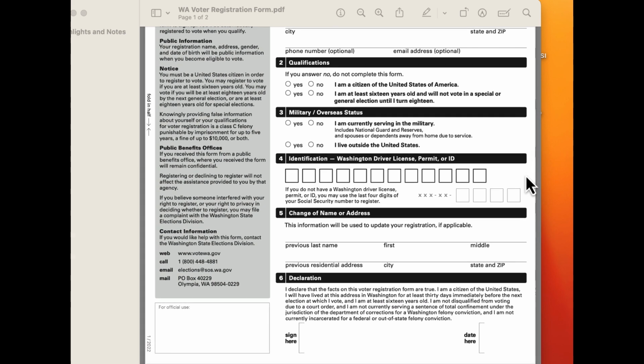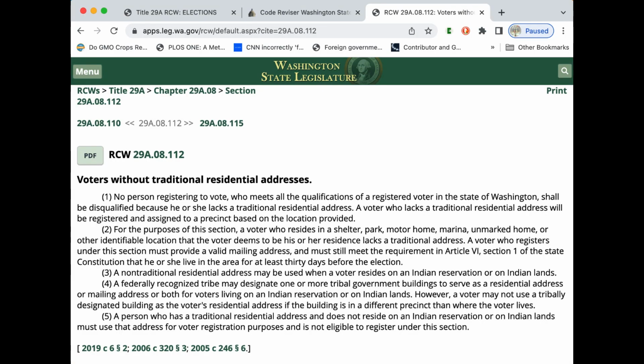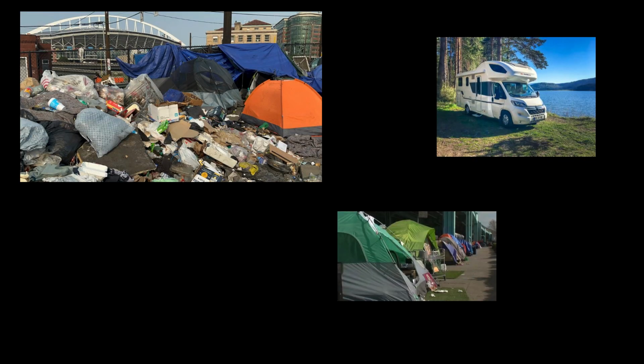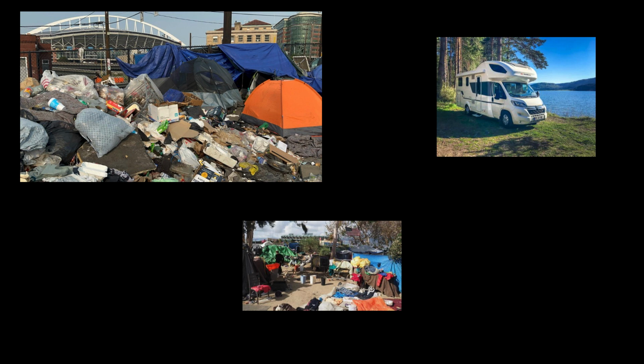For those who do not have a traditional address, say they are living in a tent on an on-ramp to I-90 at exit 17, the RCW states that a non-traditional address consisting of a narrative description of the location of the voter's residence may be used when a traditional address has not been assigned or fixed to the voter's residence. This is pursuant to the conditions in RCW 29A.08.112. Voters without traditional residential addresses.